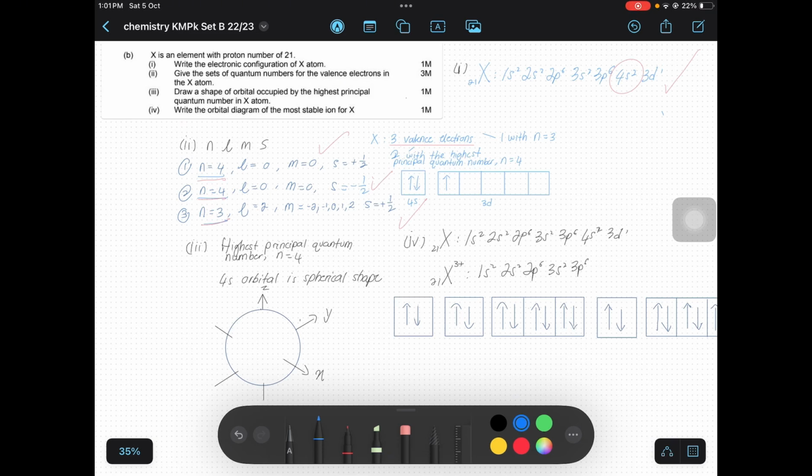Why is the s positive and negative? Why is the s positive half and s equals negative half for the n equals 4 quantum numbers?